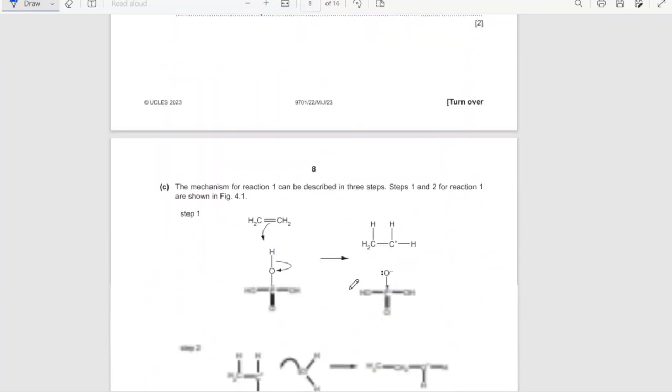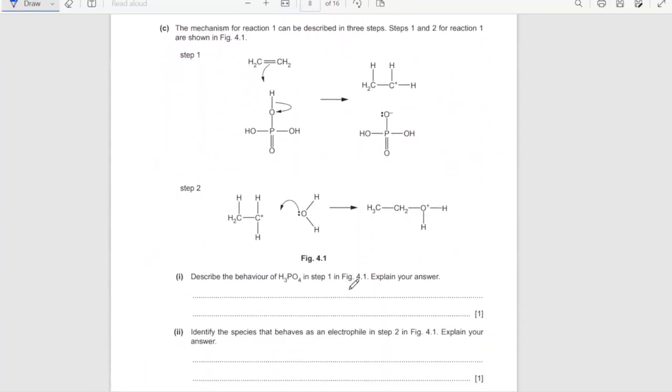Okay, so moving on. Now this question over here that shows this weird looking mechanism that I've never seen before is actually the reason why I'm doing this paper, okay? So you need to pay very close attention to this. It's actually given a different mechanism for the hydration of ethene as opposed to the one that is in the syllabus. And the reason is that it is involving the phosphoric acid catalyst, okay?